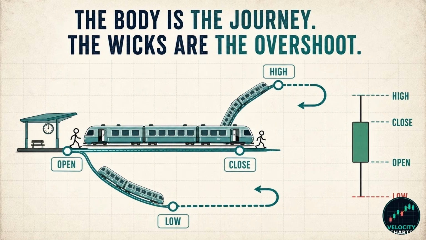Think of a train journey. The body is where you got off, relative to where you got on. The wicks are how far the train went past your station before reversing. A long upper wick means buyers pushed price to a price zone and got rejected. Someone was waiting up there with sell orders. A long lower wick means the opposite. Sellers dragged it down and buyers stepped in. That's it. That's rejection. And rejection is the single most useful thing a candle reports.